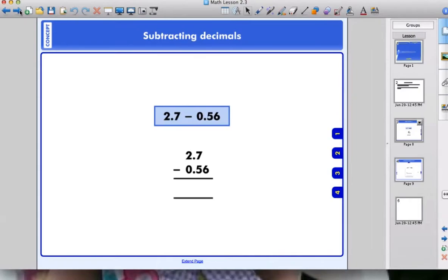The next step is that I need to rewrite my problem. I need to line up the numbers properly. Here, they've done that for us. My ones are lined up, my decimal points, my tenths, my hundredths. Now, here's one of those situations where we have a space there because we don't have any hundredths in this number. We need to add that 0 to keep that placeholder there. This is especially important when we're subtracting because we do need to treat that space as a 0.